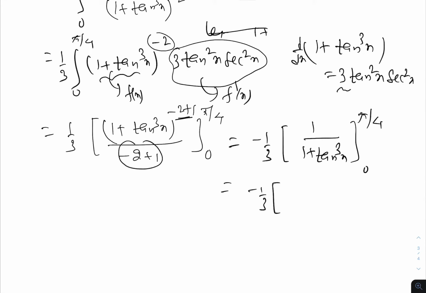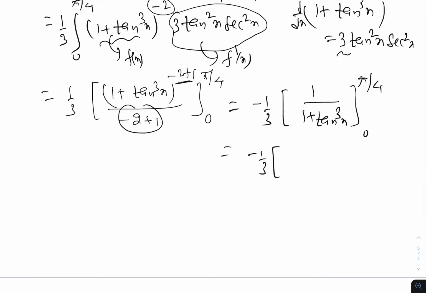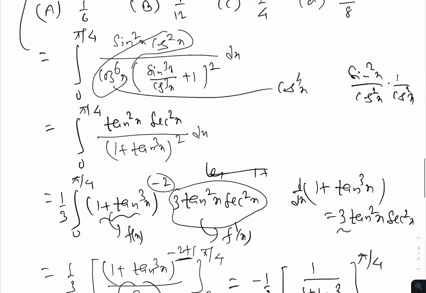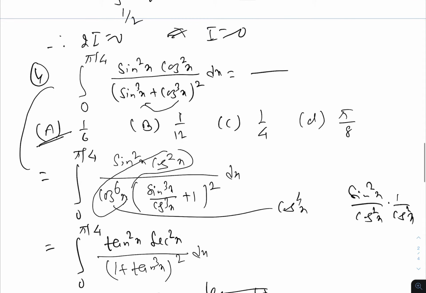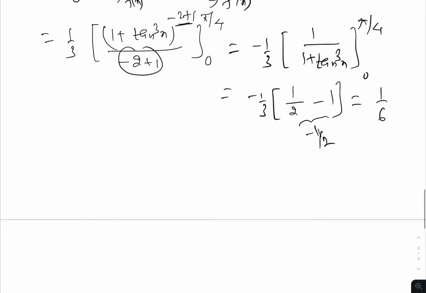So minus 1 by 3, if you put pi by 4, then tan pi by 4 is 1, so that is 1 over 2, and when you put 0, then tan 0 is 0, so that is 1. So this is minus 1 by 2, and minus 1 by 3, so the answer is 1 by 6. So option A is the answer.